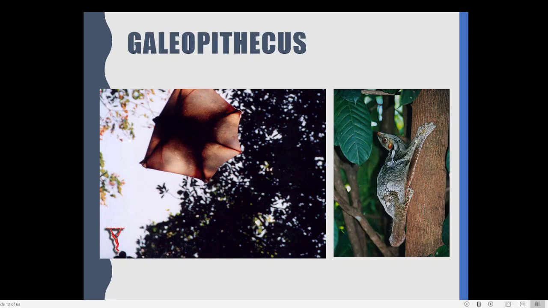The video is not very sharp. So this is how the Dermoptera may be flying as well as living.